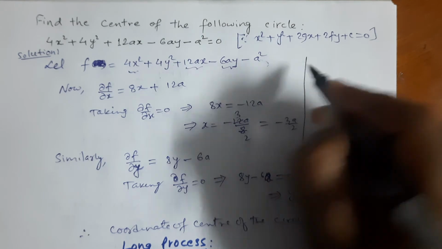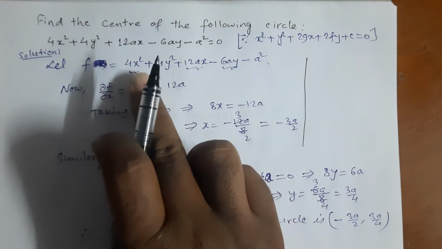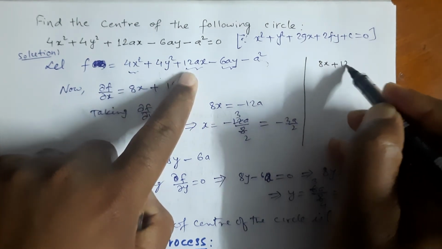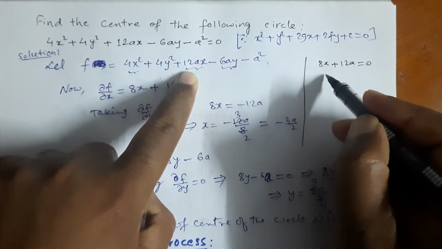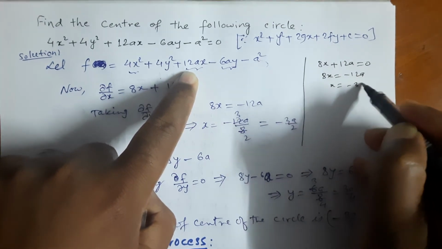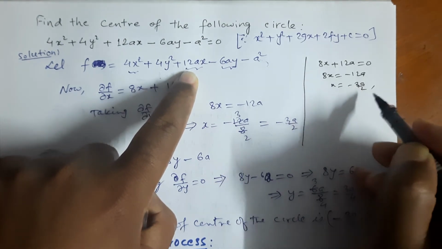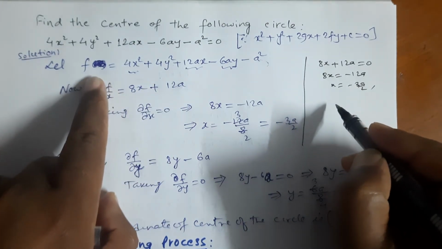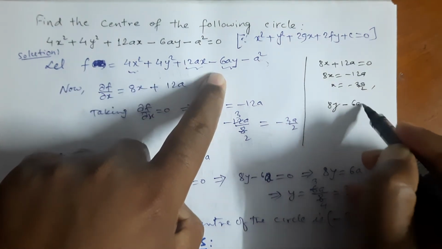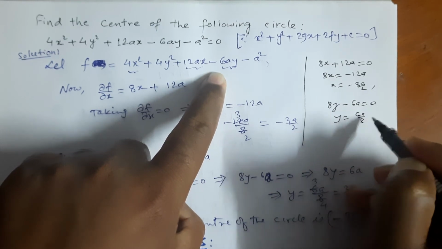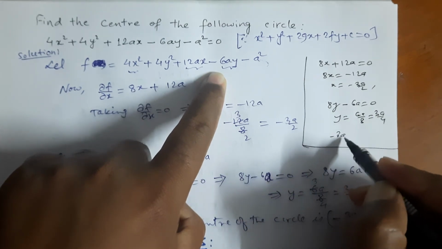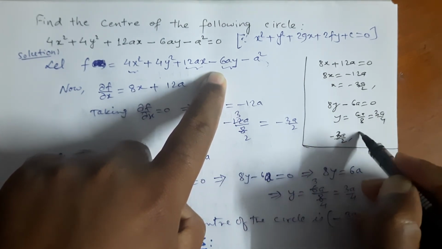So directly del f over del x we can find out here. Look at here, that will be 8x plus 12a equals to 0. We can equate, then here will be 8x equals to minus 12a, and x will be minus 3a over 2 directly. And then the next step will be del f over del y. We can find out that will be 8y minus 6a equals to 0. So y will be 6a over 8, 2 3s are 6, 3a over 4. So the coordinate of the center will be minus 3a over 2 comma 3a over 4.